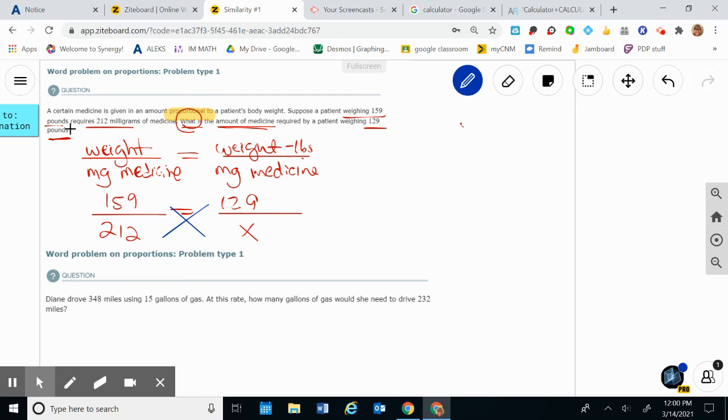I'm actually not going to solve this for you guys. This is mostly about setting it up, and I'm going to assume by this point in your work you will know how to cross multiply. Here's what I do want to show you. What if you decided to do medicine over pounds? Then you would do medicine, we don't know what it is, over pounds. Get it? And then look, it's the same thing.